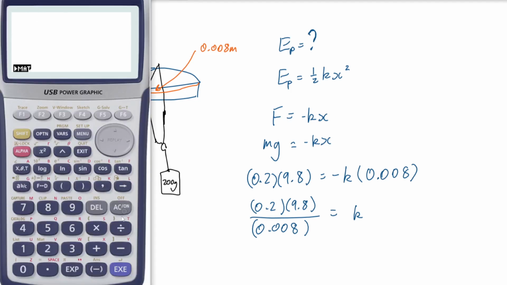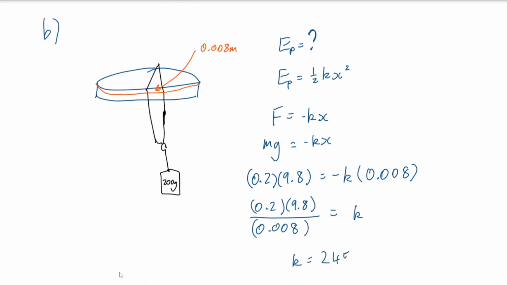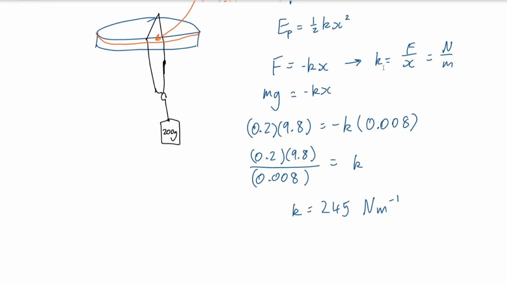And so let's calculate this. 0.2 times 9.8 divided by 0.008 gives 245, and the spring constant is force divided by a distance, so newtons per meter for our units. Now the question didn't ask us to find this, however we did need it to then now solve for the potential energy stored inside of our docking station as it's stretched.